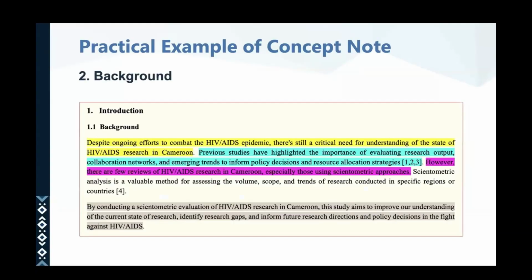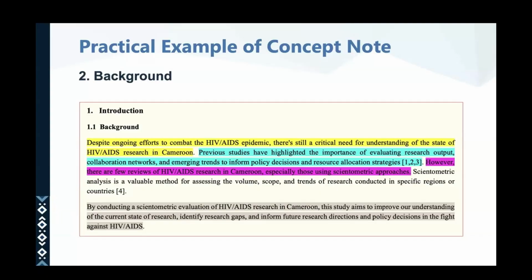So let's look at the next segment of our concept note, the background. We wrote a very brief background, but we tried to capture the key components. For this study, we argue that despite ongoing efforts to combat the HIV/AIDS epidemic, there is still a critical need for understanding of the state of HIV/AIDS research in Cameroon. Previous studies have highlighted the importance of evaluating research output, collaboration networks, and emerging trends to inform policy decisions and resource allocation strategies. However, there are few reviews of HIV/AIDS research in Cameroon, especially those that use scientometric approaches.